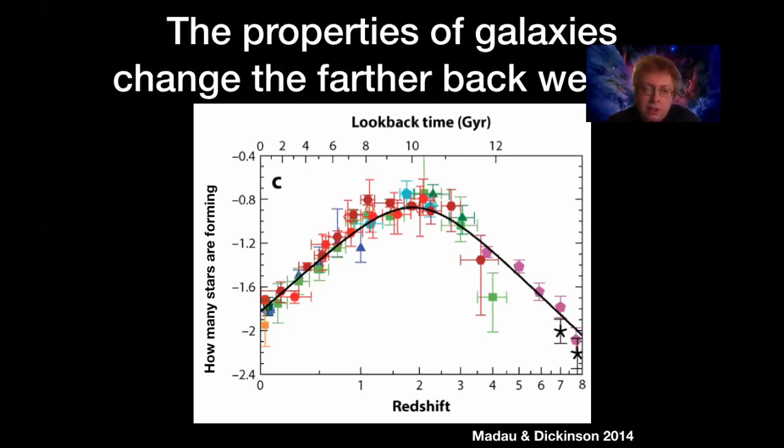And what you'll find is that about 10 billion years ago, 10 gigayears, that's what Gyr means, giga is billion, the most stars were being formed in our universe that ever were. After 10 billion years ago, more recently, stars have been forming less often. And before that, stars were forming less often too. This is a clear indication that the further back in time we look, the properties of galaxies change.